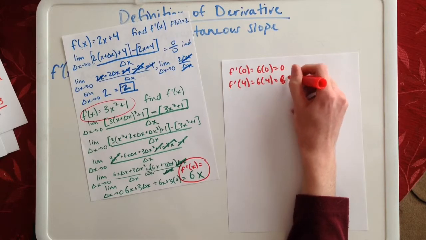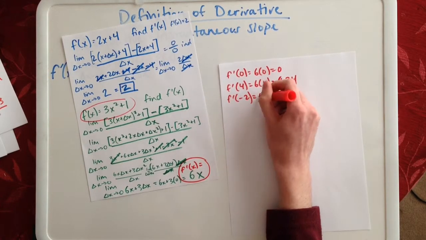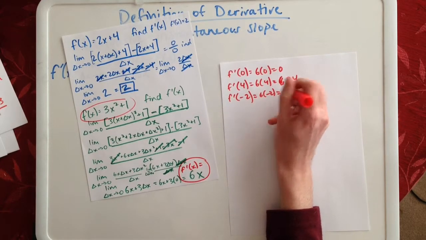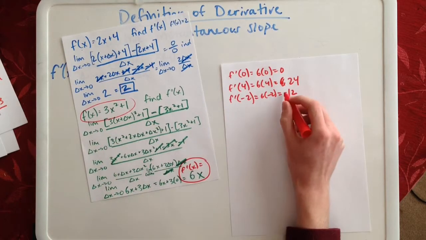So 6 times 4 is 24. F prime of negative 2 is 6 times negative 2. So the slope on this graph at negative 2, of x value of negative 2, would be negative 12.